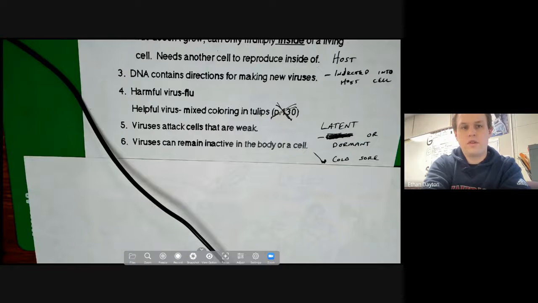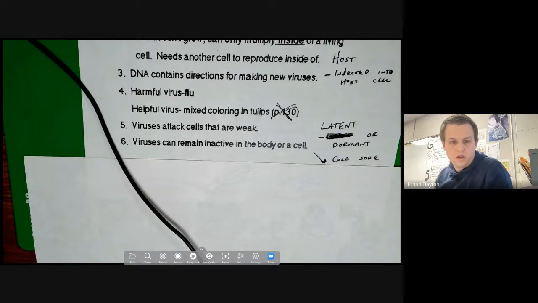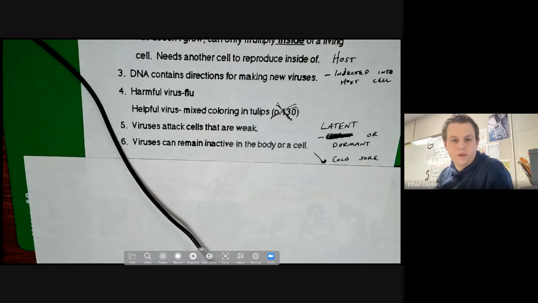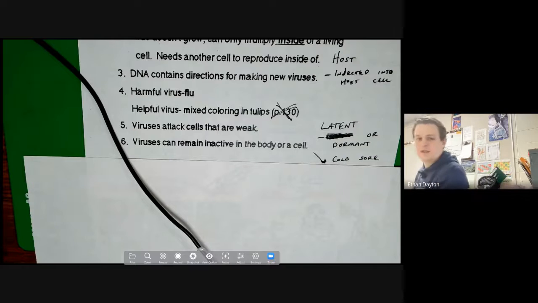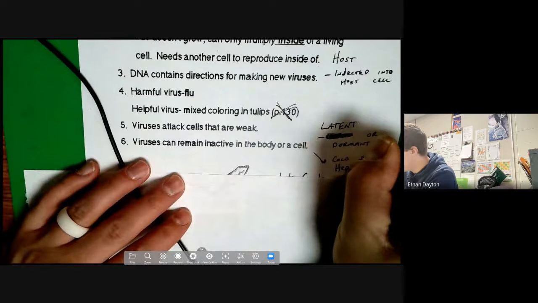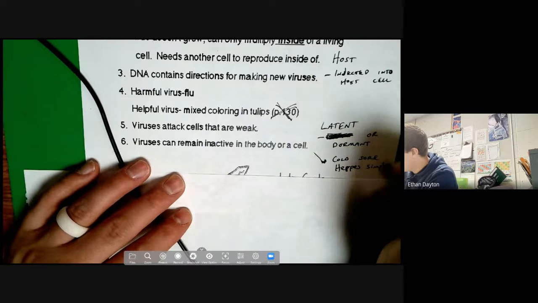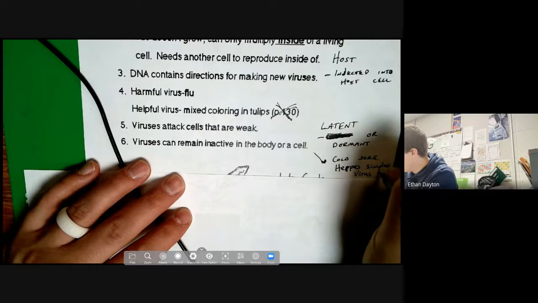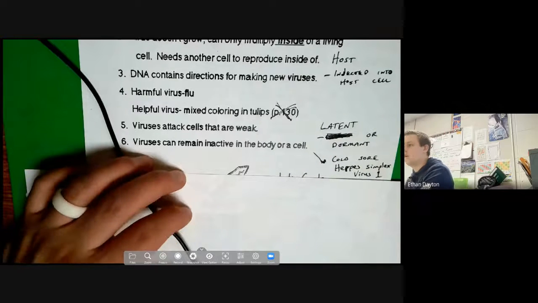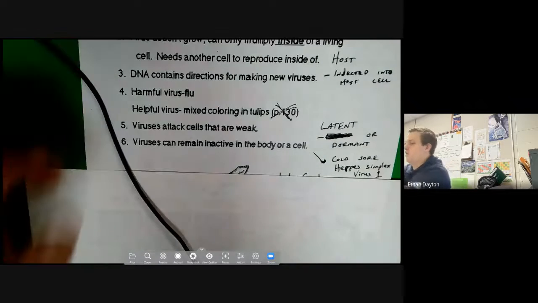What is a cold sore? That is the herpes simplex virus 1. Herpes simplex virus 1 causes the cold sore.